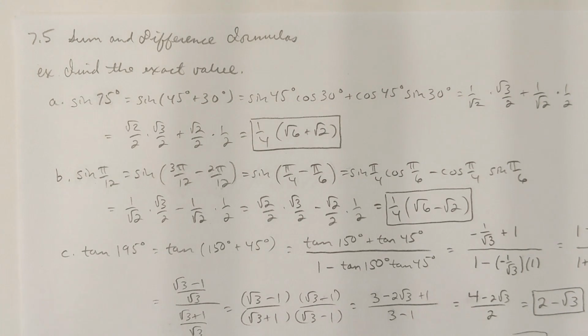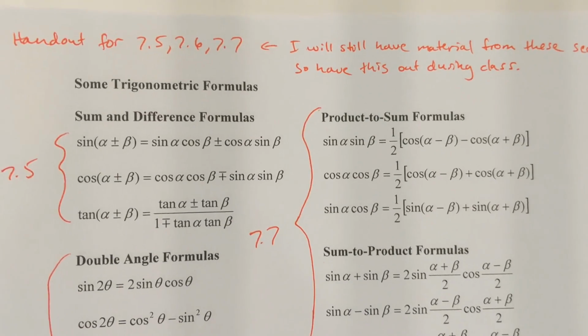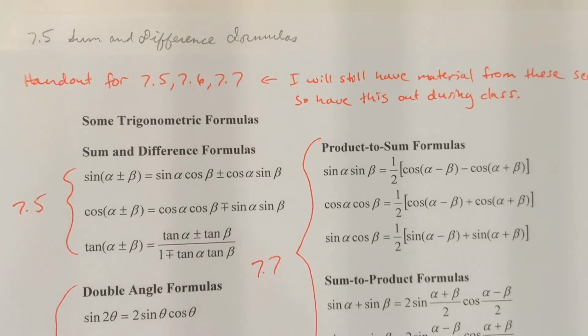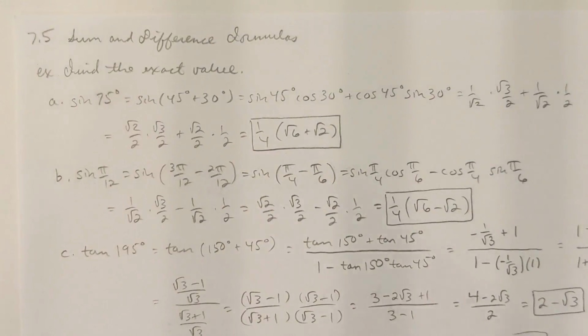All right, so we had gone over the formulas that were on this sheet here. This was a summary of all the formulas that were in 7.5, 7.6, and 7.7. And in the past couple of videos, I was kind of showing you where these formulas came from. And now I want to focus on some calculations using the formulas.